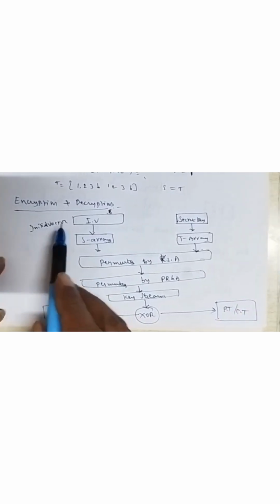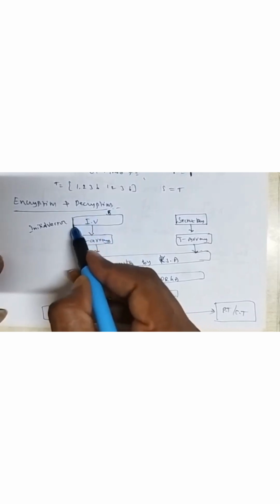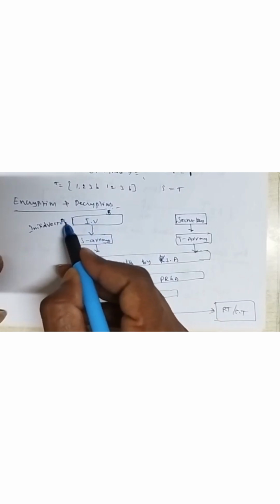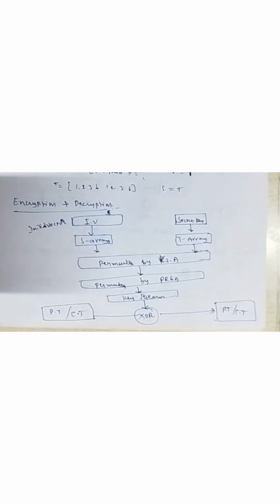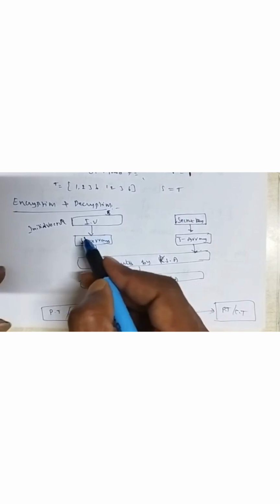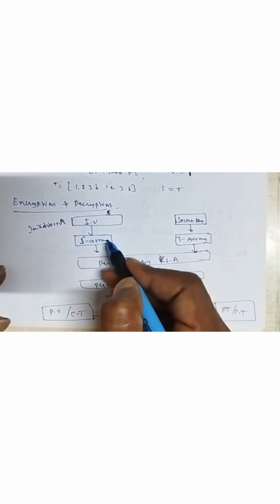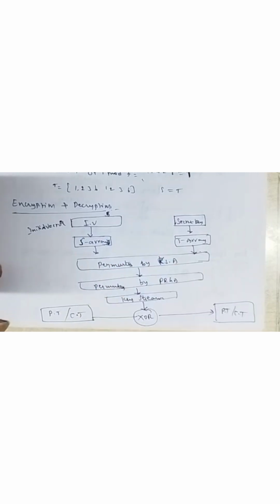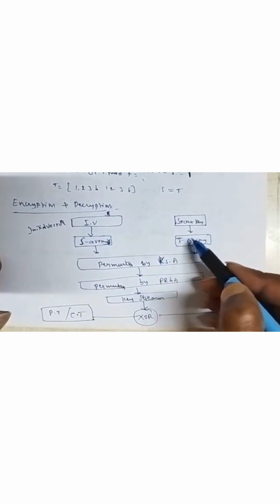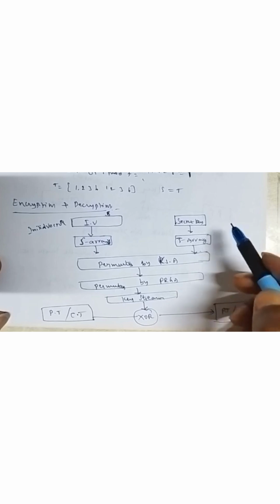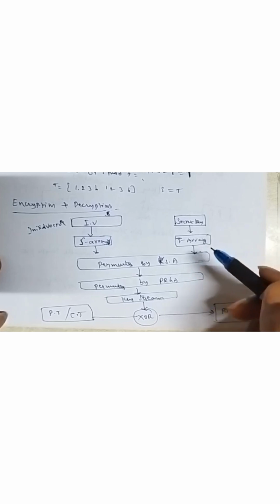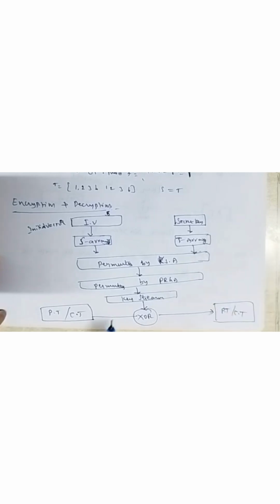Here in encryption and decryption, on the left side we take the initial vector, and on the right side we take the secret key. After the initial vector, we apply the S array elements, and for the secret key we apply the T array. After that, we permute the S array with the T array by KSA, the key stream algorithm.